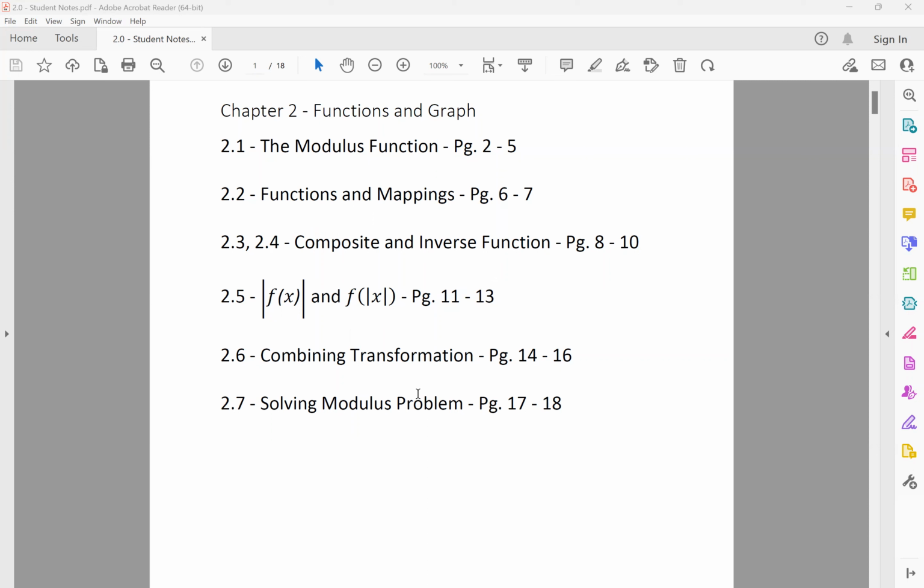You have learned about transformations: rotation, reflection. What else? Translation, and what else have you learned? Enlargement, a stretch. Then we're going to learn how to solve some modulus equation problems.